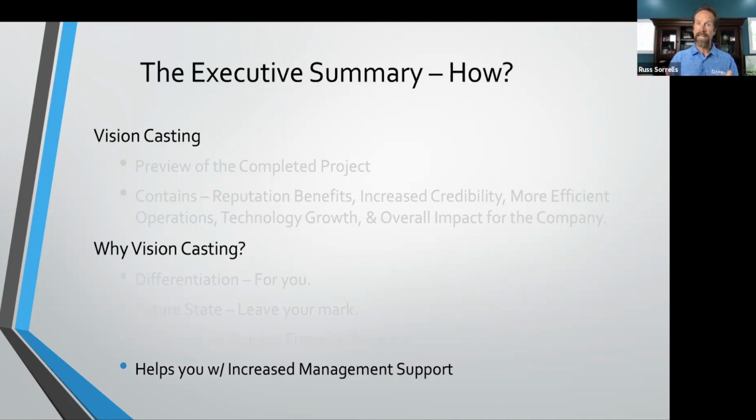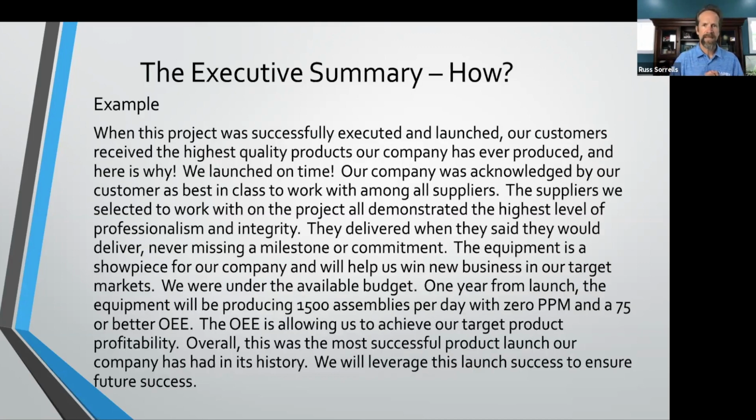This also helps you with increased management support, right? So if you're providing this information in the executive summary, if you're helping them cast that vision, they're going to take that vision and share it with their customers. They're going to share it with the board. They're going to share it with everyone in the organization, again, to drive an improved and even better reputation for your business. So here's an example of this vision casting that you might consider, or some of these elements that you would have in there.